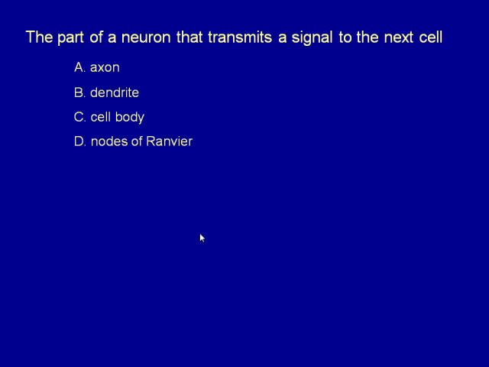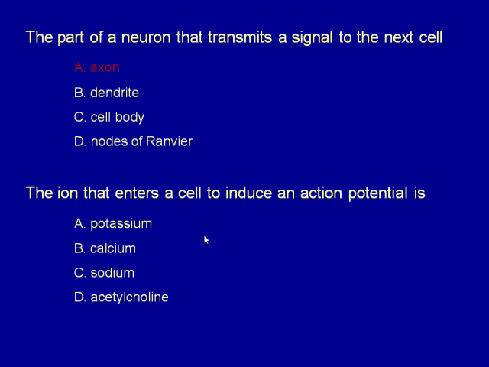Let's do a quick check here. The part of the neuron that transmits a signal to the next cell would be the axon, the dendrite, the cell body, or the nodes of Ranvier. It would be the axon. The ion that enters a cell to induce an action potential is potassium, calcium, sodium, or acetylcholine. Sodium enters the cell. Potassium exits the cell. Now, acetylcholine we didn't mention earlier, but it's one of the neurotransmitters that can be released by the axon terminal.